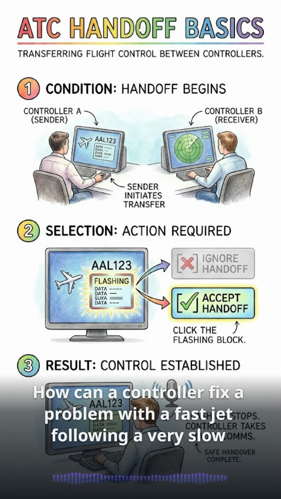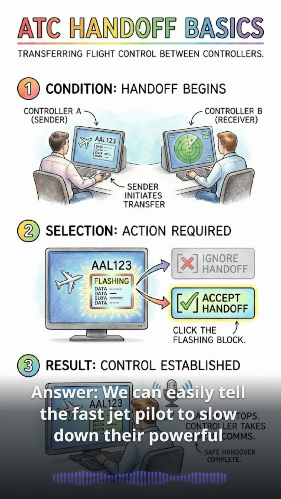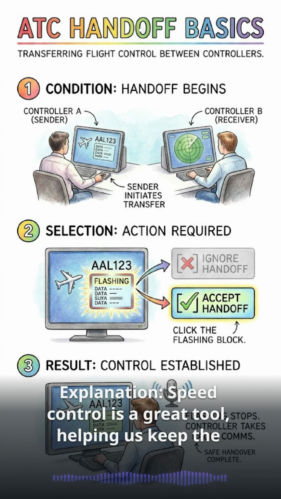84. How can a controller fix a problem with a fast jet following a very slow airplane? We can easily tell the fast jet pilot to slow down the powerful engines right now. Speed control is a great tool, helping us keep the perfect distance between the flying airplanes.